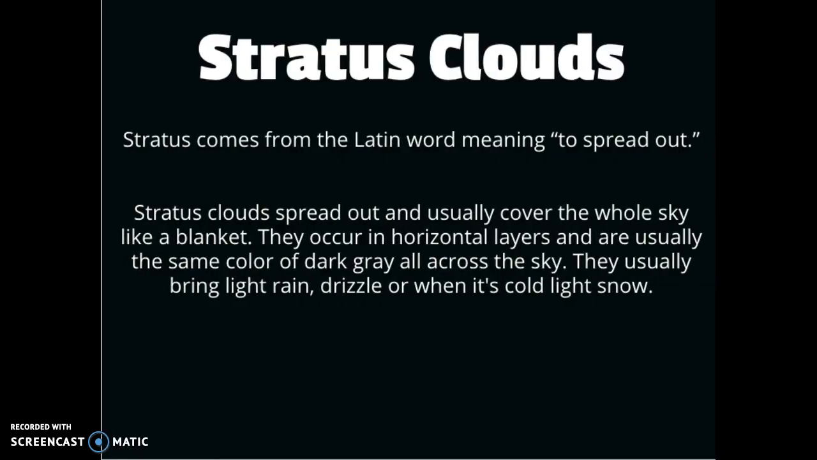Stratus clouds. Stratus comes from the Latin word meaning to spread out. They are very spread out. Stratus clouds spread out and usually cover the whole sky like a blanket. In Latin, stratus and stratum is the word for blanket. You'll see that on your homework this week. They occur in horizontal layers, are usually the same color of dark gray across the whole sky. They bring light rain and drizzle. Sometimes if it's colder, you might have snow flurries or a day where it snows for quite a while. That is stratus clouds.